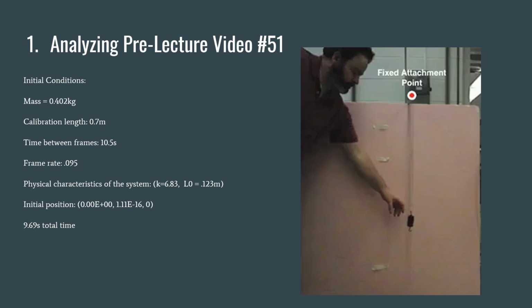For this lab, you can either perform your own experiment or use a video. I decided to use the video, so I used initial conditions from pre-lecture video number 51: a mass of 0.402 kilograms, calibration length of 0.7 meters, 10.5 seconds between frames, and a frame rate of 0.095. Other physical characteristics of the system were the spring constant, 6.83, the relaxed length of the spring, 0.123 meters, the initial position being 0, 1.1e-16, 0, and the total time was 9.69 seconds.